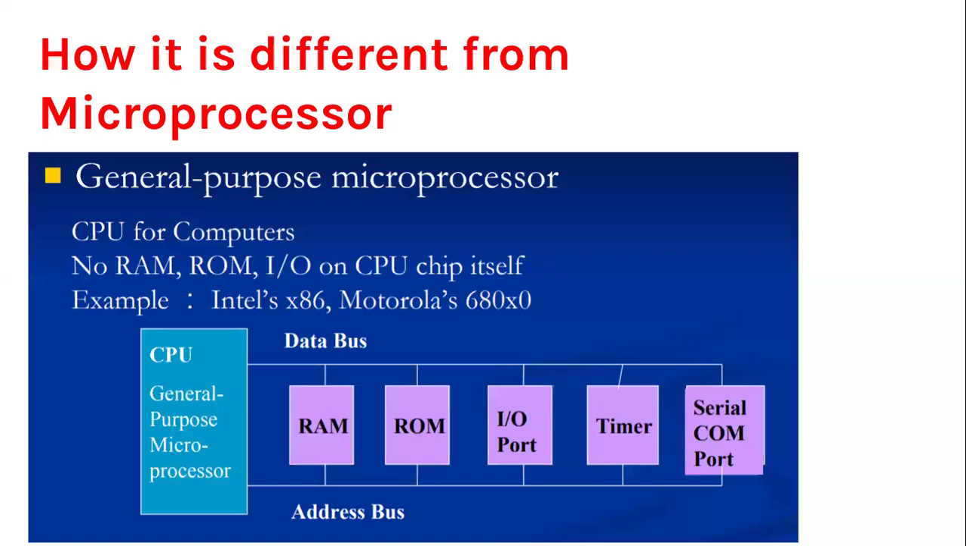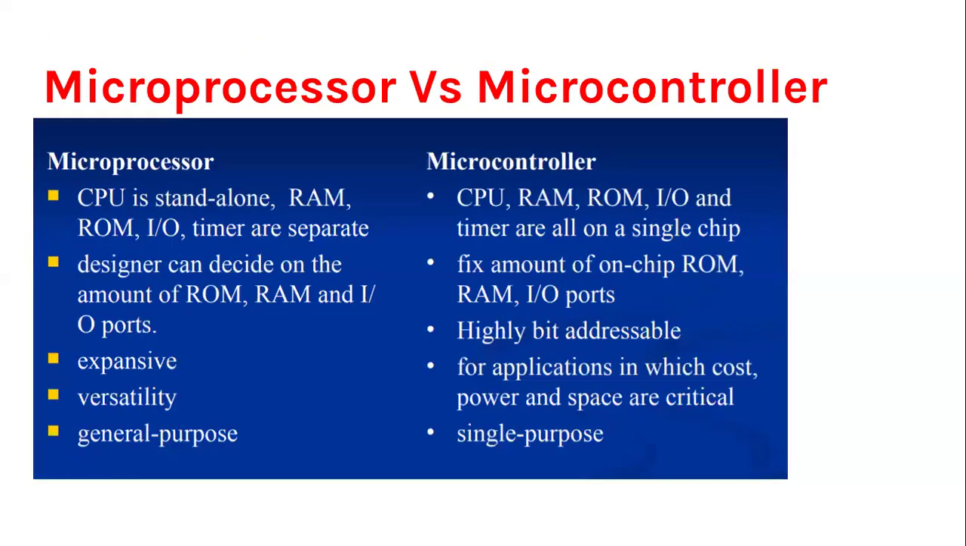Is that clear, guys? And next thing, what is the major difference between these? If you stand it alone, the CPU is inside the microprocessor, right? If you have only the CPU, the remaining everything is outside in a microprocessor. So in a microcontroller, all are on a single chip.